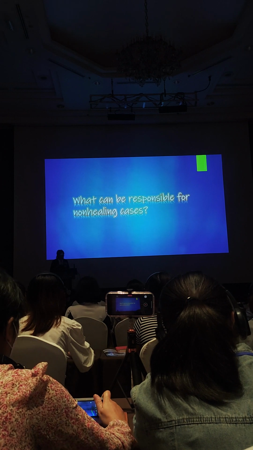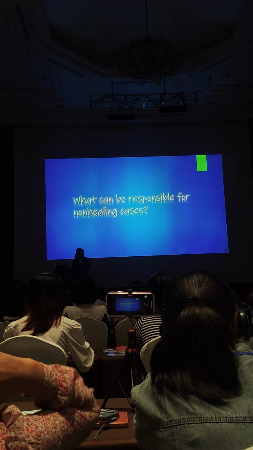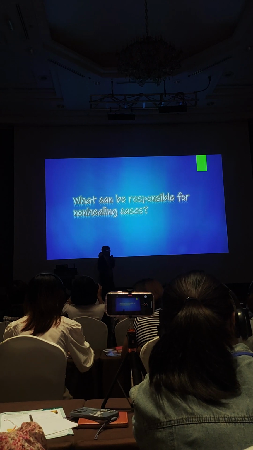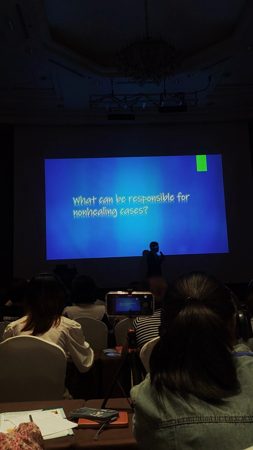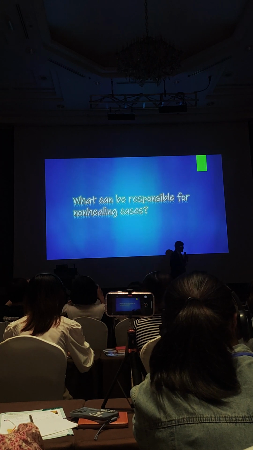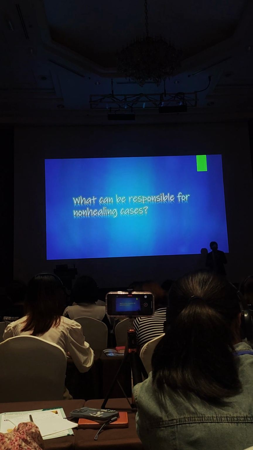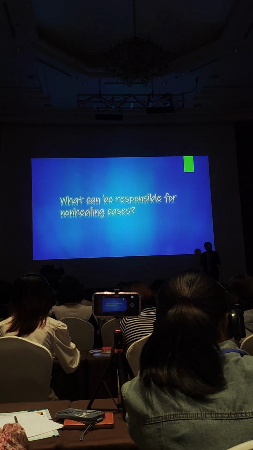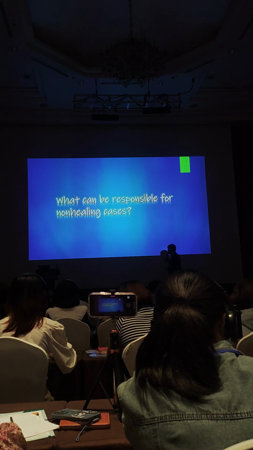So what can be responsible for non-healing cases? We know that we have bacteria in the coronal dentin. What about the apical 1/3, the root canal in the apical 1/3? Do we have bacteria? We know that there are no bacteria in the apical 1/3 of dentin. The apical dentin, no bacteria.